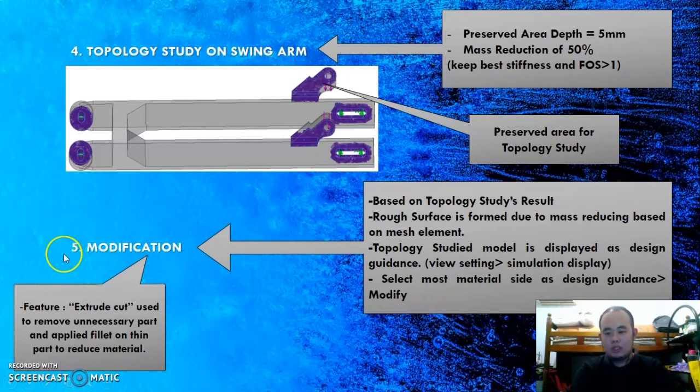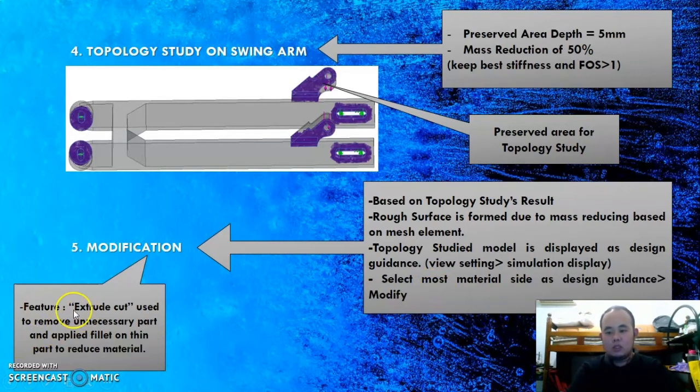And now, the last element of the methodology is modification. So firstly, we have to modify based on the topology study results. And during the modification, the rough surface will be formed because the mesh reduction process is based on the mesh element. And later, the topology study model is displayed as design guidance. So we go to the view settings and select simulation display in order to display the topology study model. Then we select the most material side as the design guidance in order to modify the swing arm.